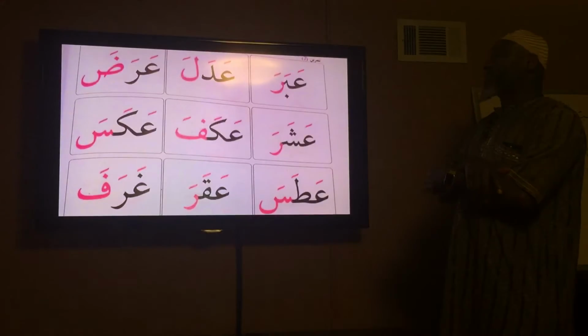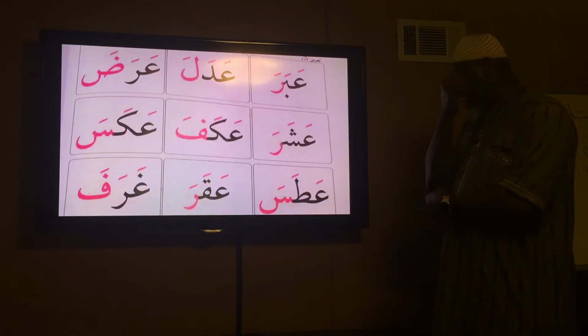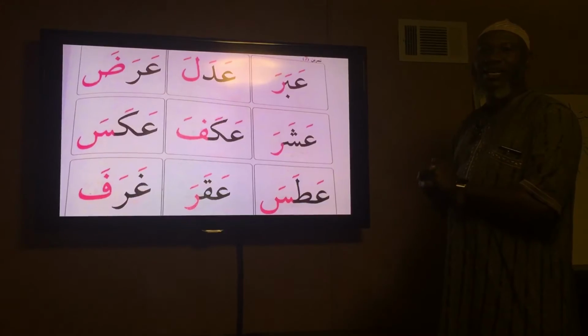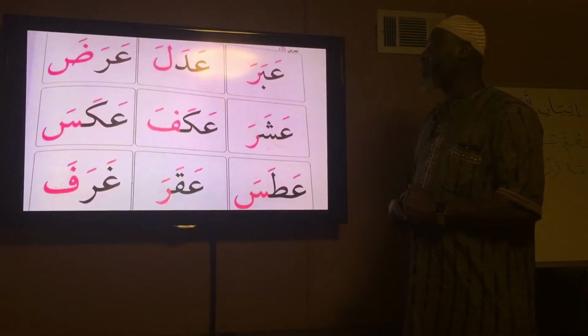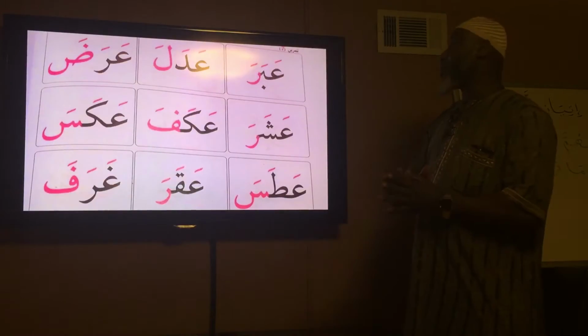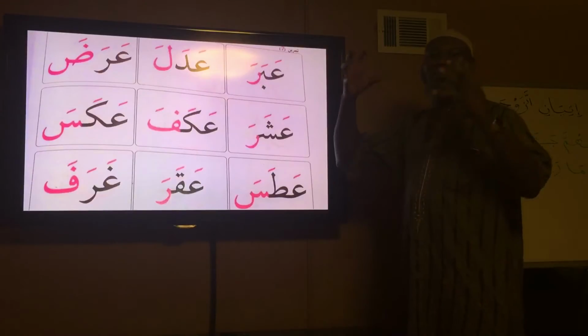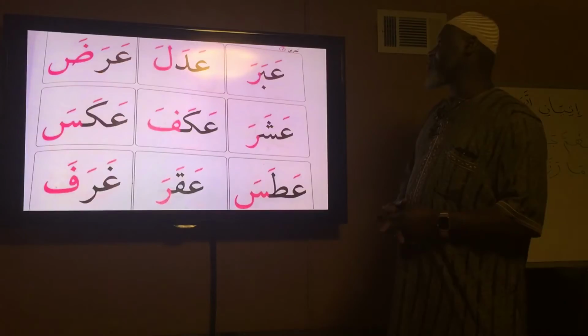Again, we start with the fi'l madi, past tense actions. As I mentioned, some of those letters, some of those sentences have meaning. And sometimes the sentence is not complete. It is an incomplete sentence. Something will be missing in that sentence in order to have the meaning. But at the same time, we're learning how to add the words, how to add the letters together to become a full sentence. This is what we are learning.